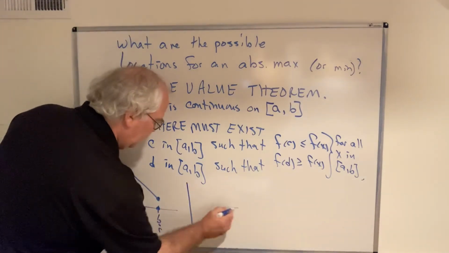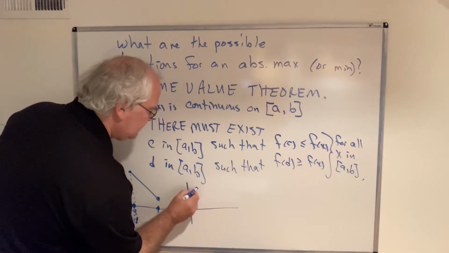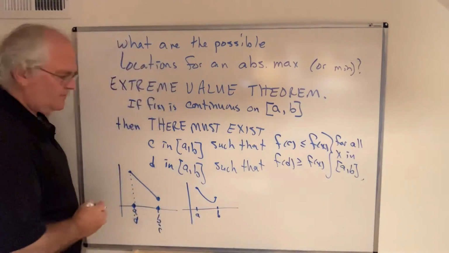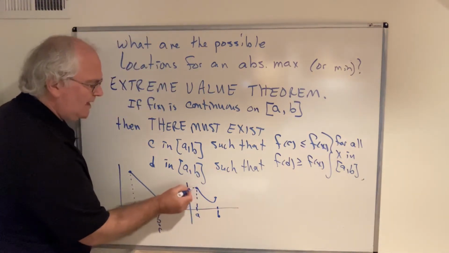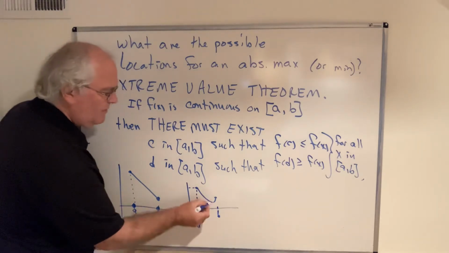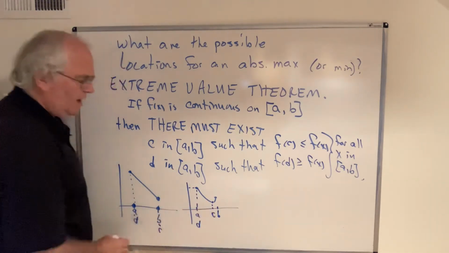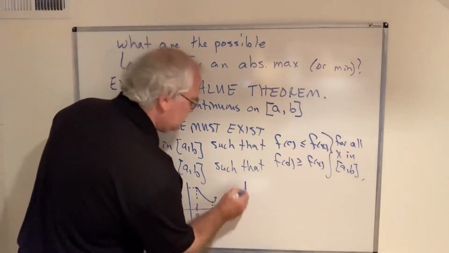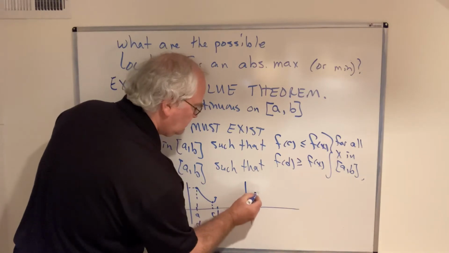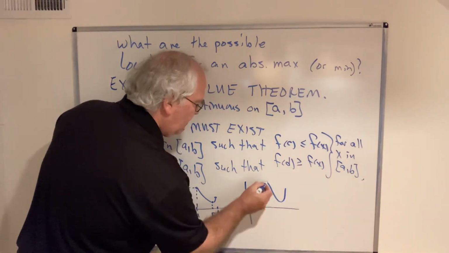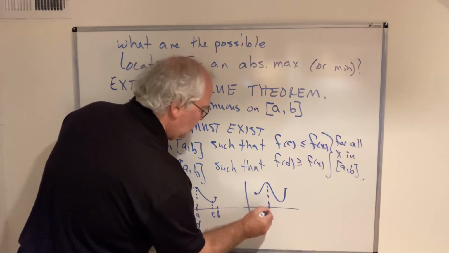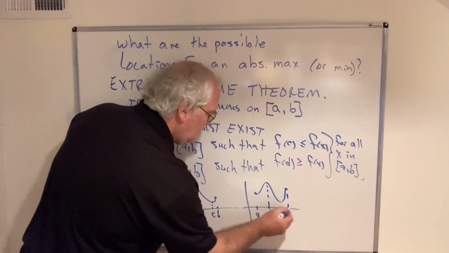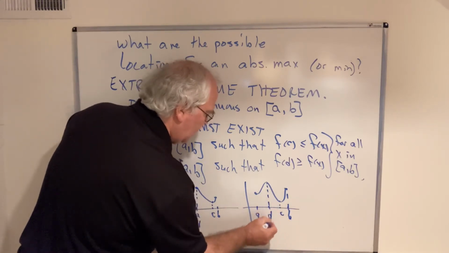Another possibility is it could be something like this. Here's A, here's B. The maximum might occur at one of the endpoints. The minimum might occur somewhere else. That's a possibility. Here's another possibility. The maximum might occur at a non-endpoint, and the minimum might occur at a non-endpoint.